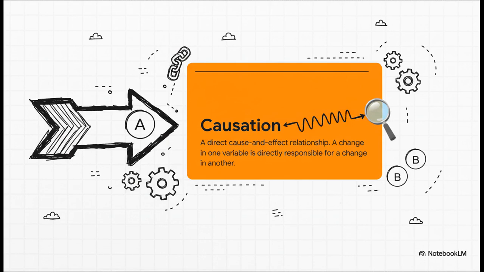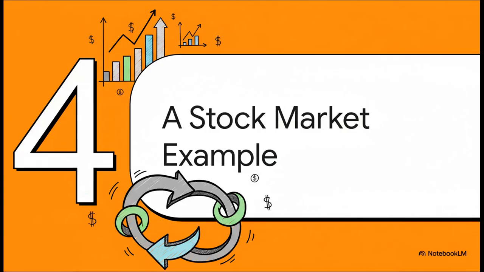You see, for something to be actual causation, you have to prove a direct mechanism, a real cause and effect link. You have to be able to show that changing variable A is directly responsible for the change you see in variable B. Correlation is just a clue. Causation is the final verdict, and that requires a whole lot more evidence. Okay, enough with the theory. Let's make this really concrete.